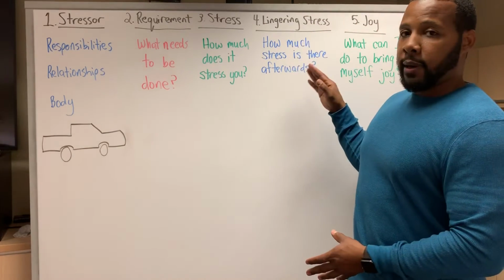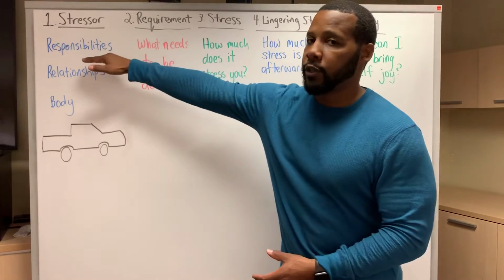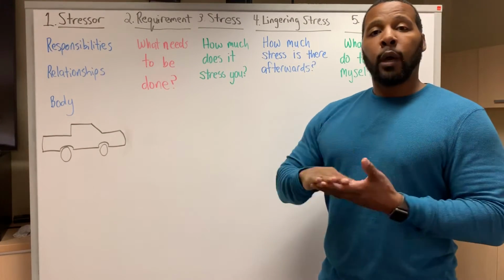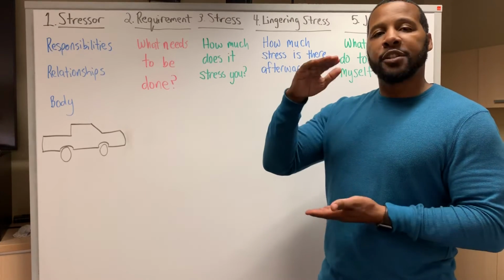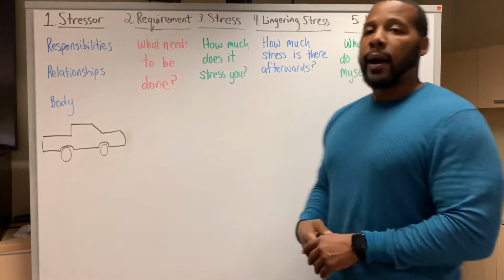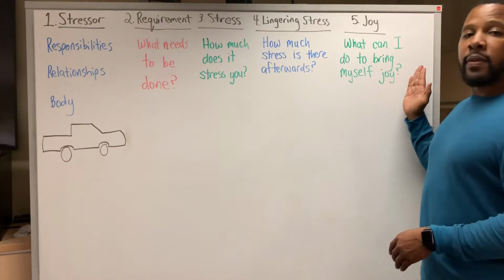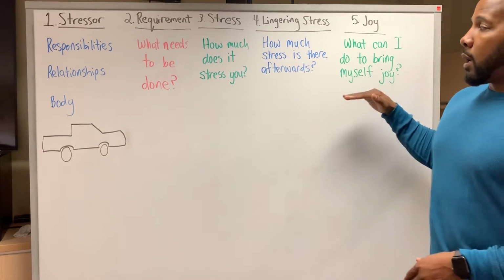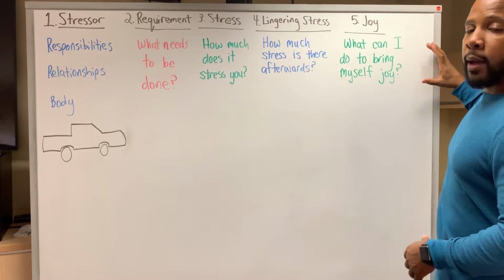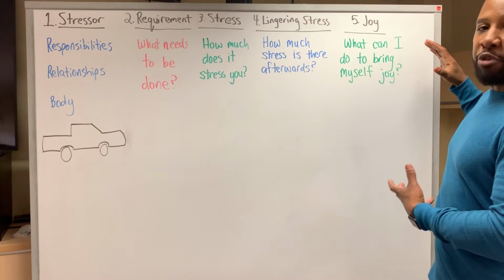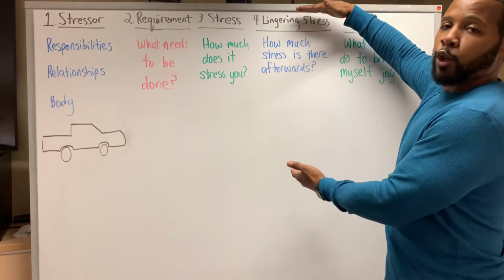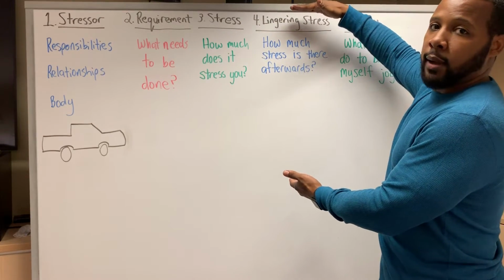Once I've identified all of the individual stressors that have lingering stress values, that gives me a total idea of how much lingering stress I may have. Step 5, I need to identify some things that I can do for joy. The total number of things that I do for joy and the total value of joy that I get from doing those things needs to outweigh the total amount of lingering stress I have.